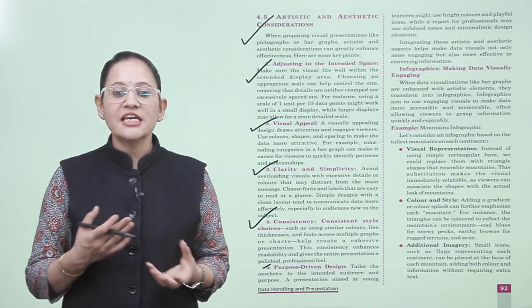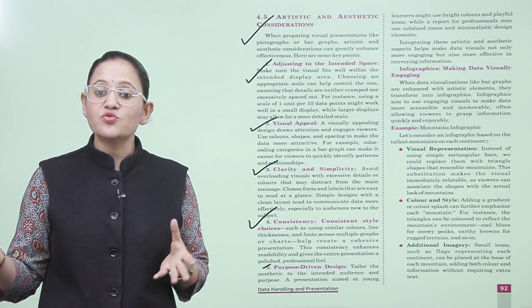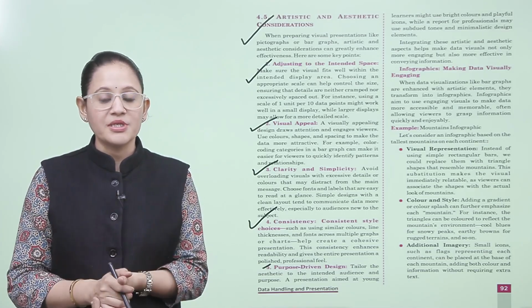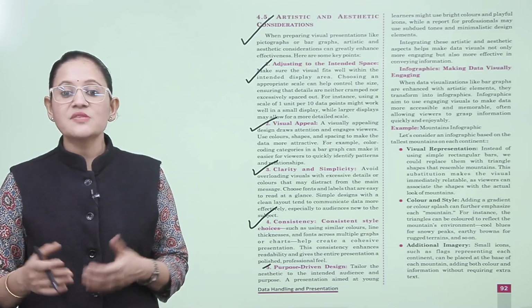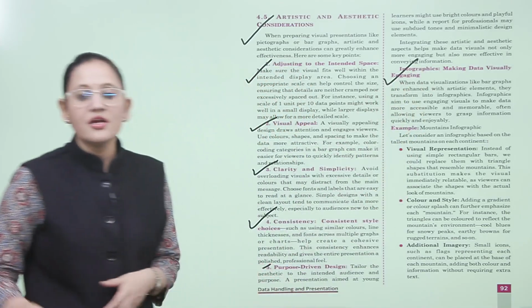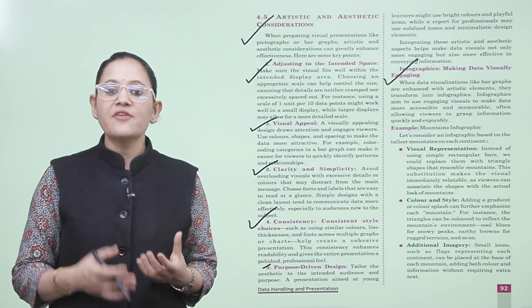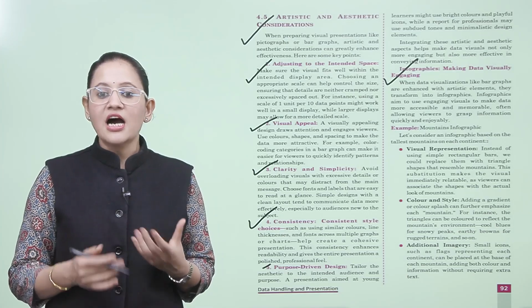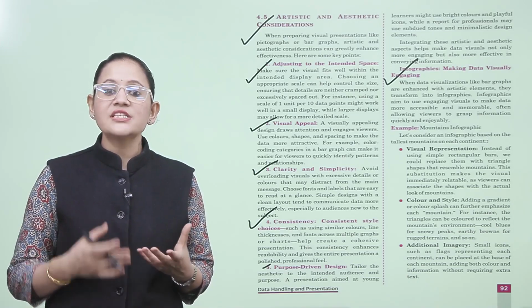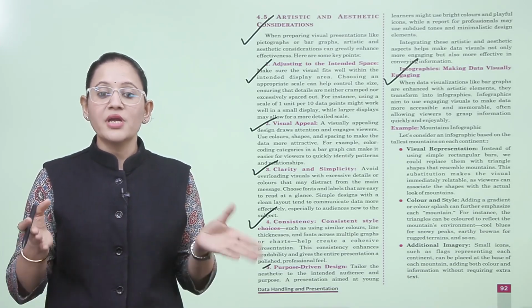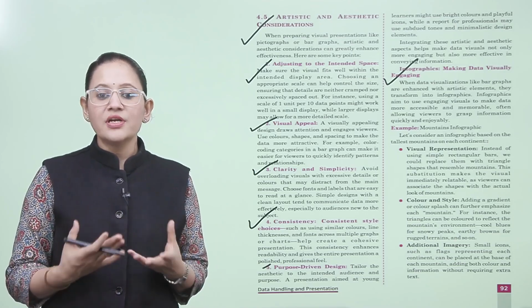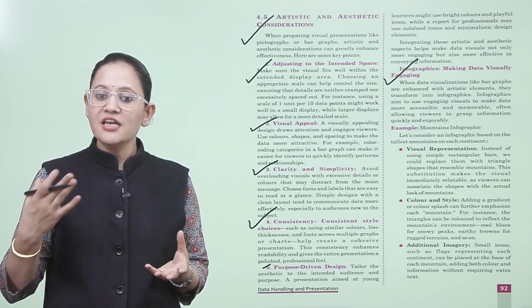Integrating these artistic and aesthetic aspects helps to make the data visuals not only more engaging but also more effective in conveying information. Next is infographics, making data visually engaging. When data visualizations like bar graphs are enhanced with artistic elements, they transform into infographics. Infographics aim to use engaging visuals to make the data more accessible and memorable, often allowing viewers to grasp the information quickly and enjoyably.